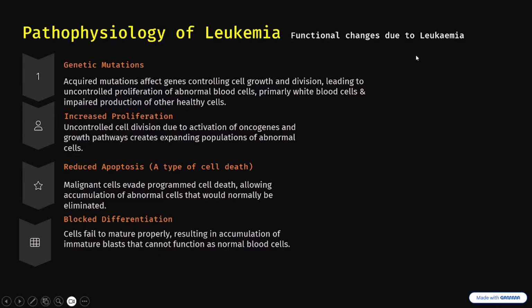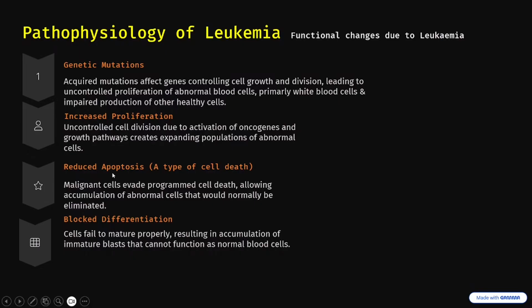What are the functional changes due to leukemia? That is pathophysiology. There are genetic mutations. There are some genes which control cell growth and division in our body. In genetic mutation, it will affect some genes controlling cell growth and division, leading to uncontrolled proliferation of abnormal cells, primarily white blood cells, and impaired production of other healthy cells. Then increased proliferation: uncontrolled cell division due to activation of oncogenes and growth pathways creates expanding populations of abnormal cells.